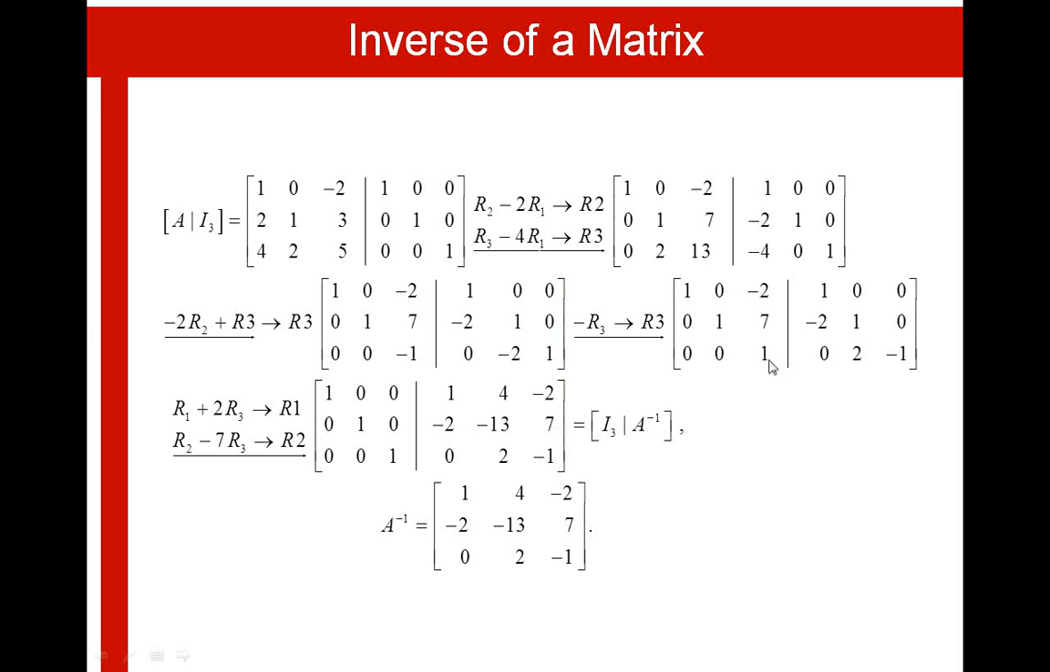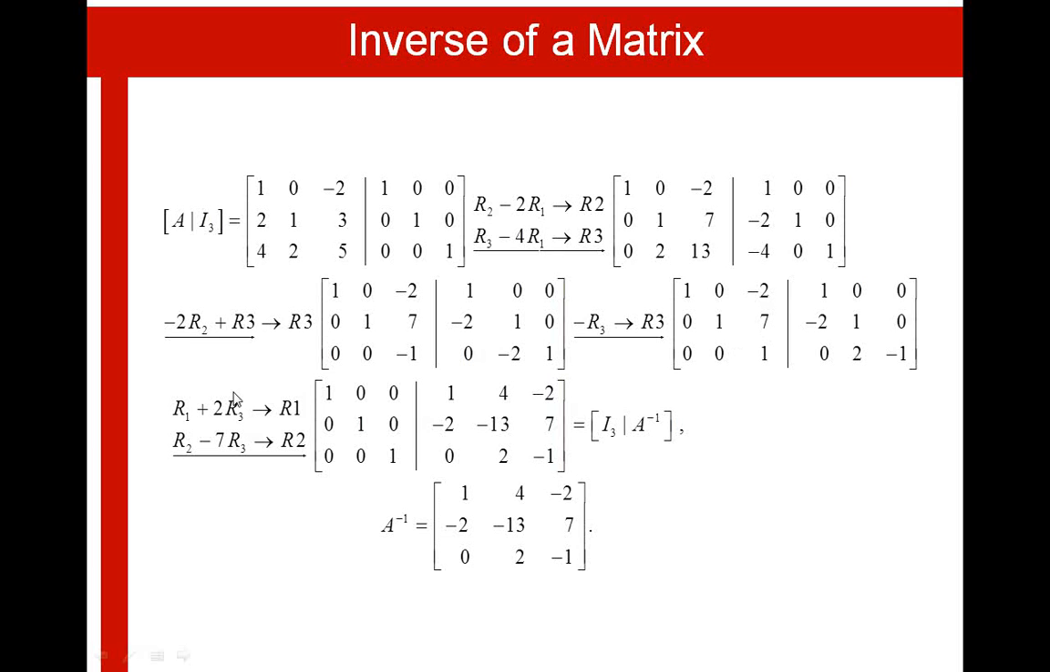Lastly, we look at the third column. We have 1 here, but we have a minus 2 and a 7 here. What we have to do is change this to a 0 and this to a 0 so that this becomes an identity matrix. And by doing so, this would be the last operation that we do. This becomes the inverse of the matrix.